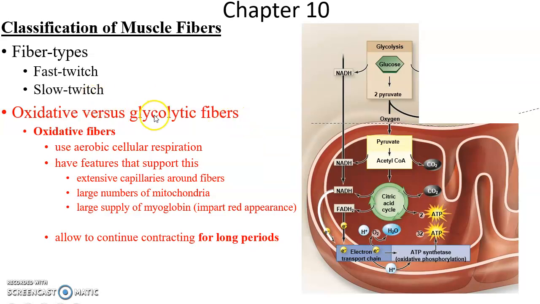Then, of course, we have oxidative versus glycolytic fibers. Some fibers prefer the oxidative approach, preferring aerobic cellular respiration. These are going to have lots of blood capillaries nearby. They're going to have lots of mitochondria in the cells and lots of myoglobin in the cells. So that will make them redder in color. So they can allow for much longer periods of contracting because they have more energy being generated by aerobic cellular respiration.